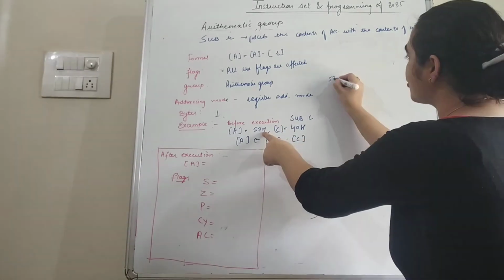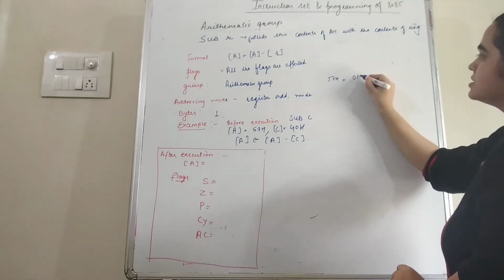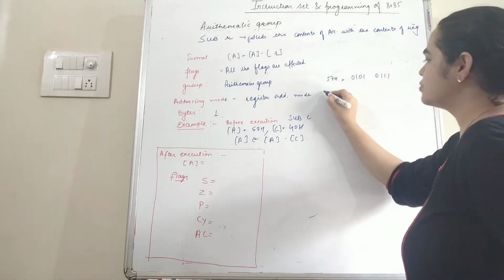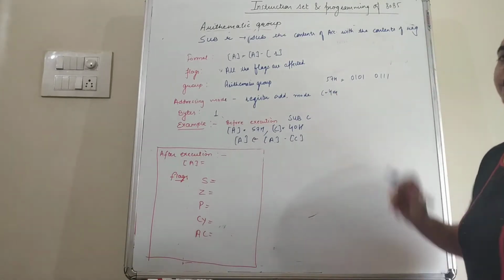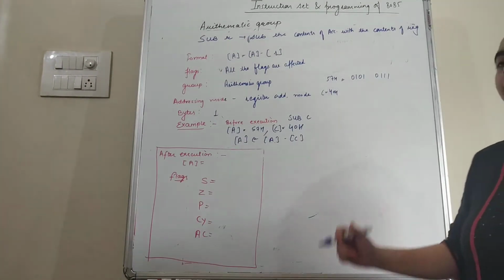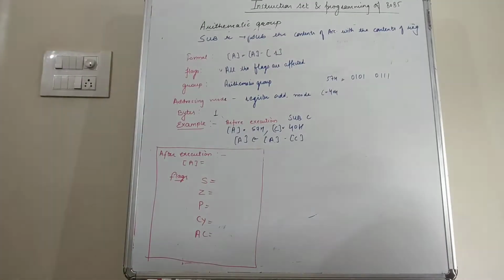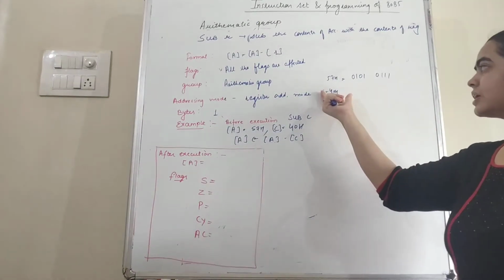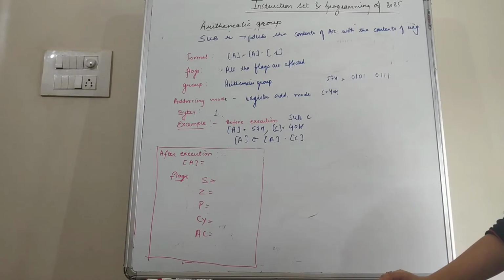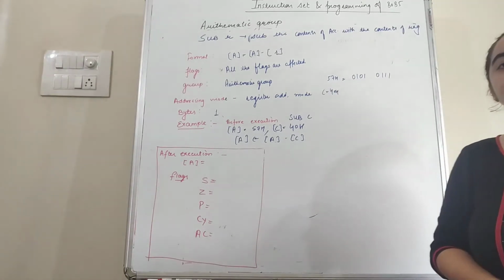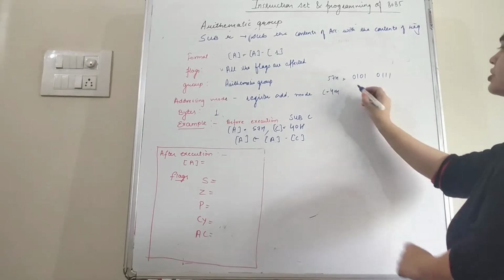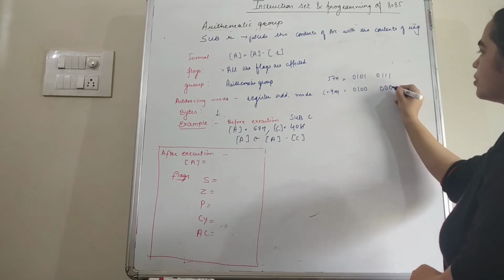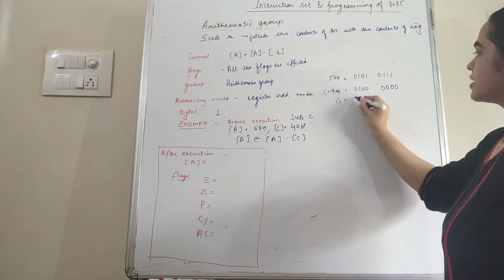The binary form of 57 is 0101 and 7 is 0111. Next we have the value of C, which is 40H. Students, in the case of 8085 we can perform subtraction using 2's complement. So first we convert the second number into binary form and then find the 2's complement of that number. The binary of 40H is 0100 0000.